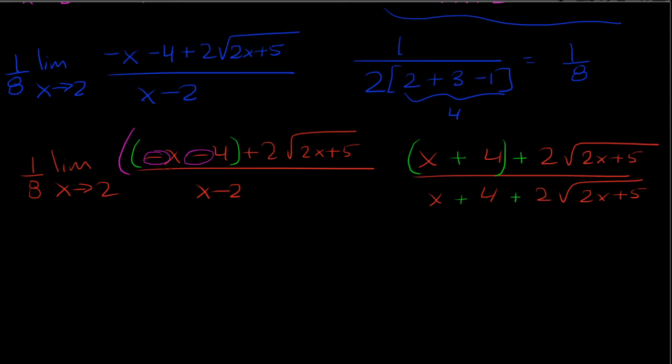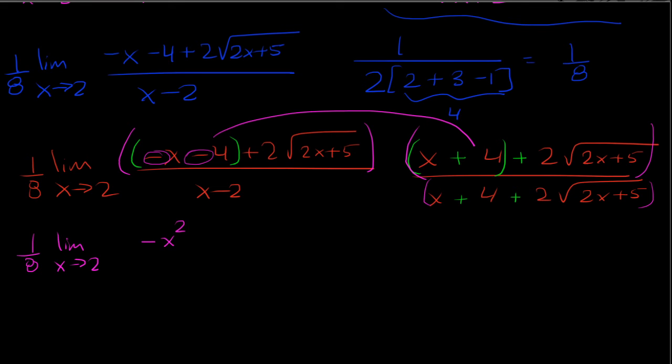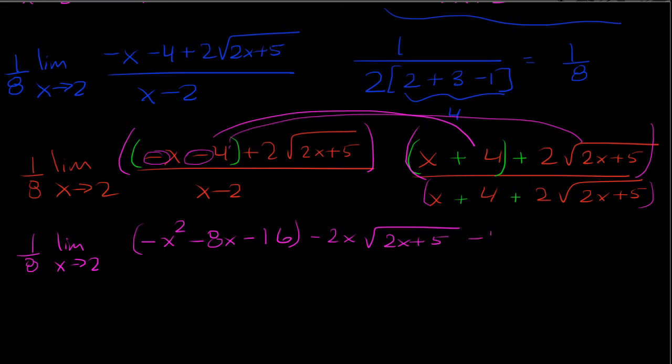And then we're going to FOIL it out. Okay, so we're going to multiply these 2. So it's negative x times x, negative x squared, and negative 8x minus 16. Okay, so that's the first one. And then we're going to do the outer. So the 2 is going to distribute out to the negative x and negative 4. So we have negative 2x root 2x plus 5, and then negative 8 root 2x plus 5.